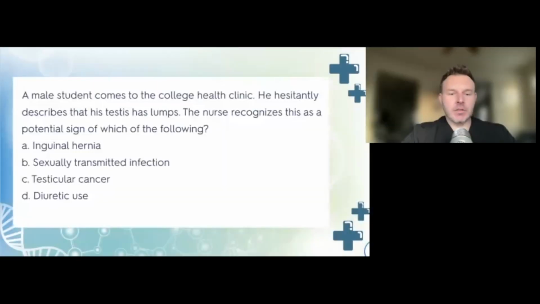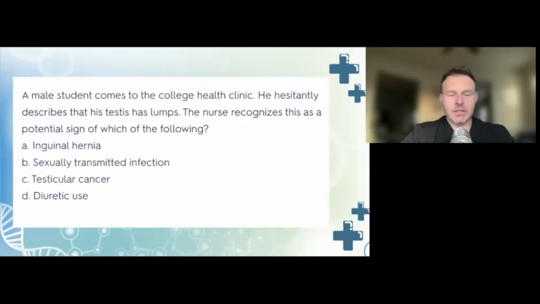A male student comes to the college health clinic. He hesitantly describes that his testes have lumps. The nurse recognizes this as a potential sign of which of the following: A, inguinal hernia; B, sexually transmitted infection; C, testicular cancer; or D, diuretic use. Okay, so the correct answer on this one is going to be C, testicular cancer. Irregular lumps on the testes may indicate potentially cancer. Testicular cancer is the most common form of cancer in men between the ages of 15 and 35 years of age. So his age also plays a role in this.